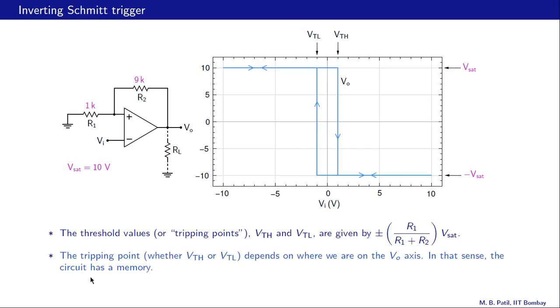So in that sense, the circuit has a memory because its behavior depends on the past. What is the past? That is whether Vo was high earlier or whether Vo was low. And this quantity, delta Vt, which is the difference between VTH and VTL, is called the hysteresis width, this width here.